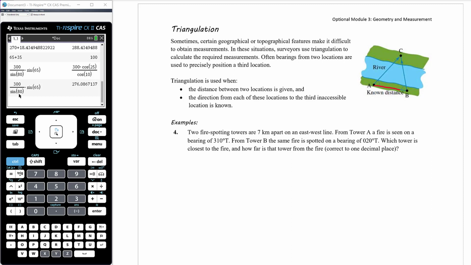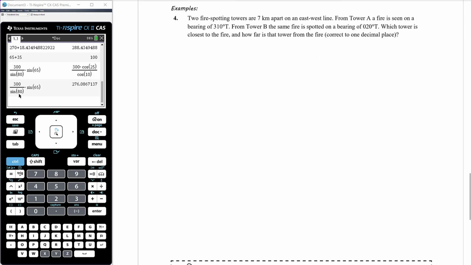So if we know the distance between A and B, and we can work out what the bearing is from A to C and the bearing from A to B, then we can work out these two angles, and we've got a known distance and two angles in a triangle, and we've got enough information to find what we need. Okay, let's have a look at an example of this.